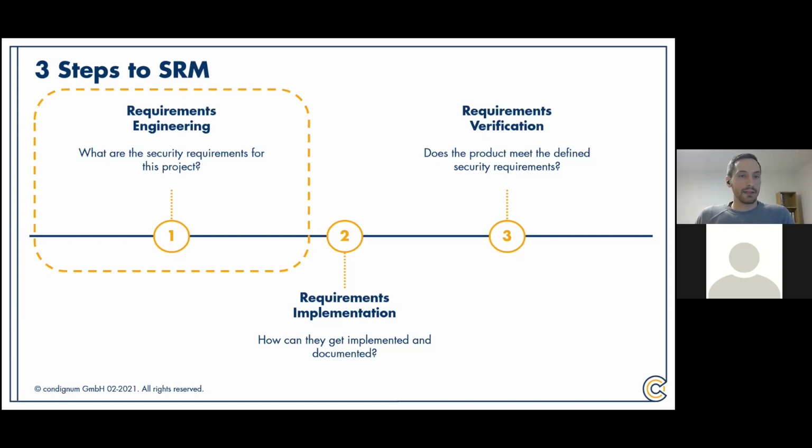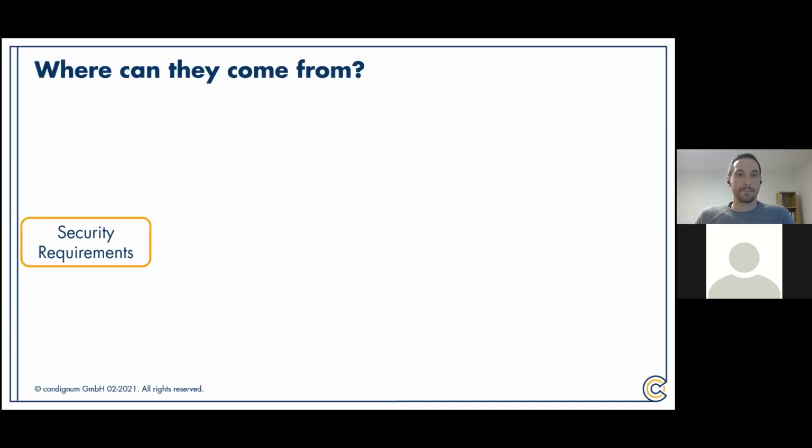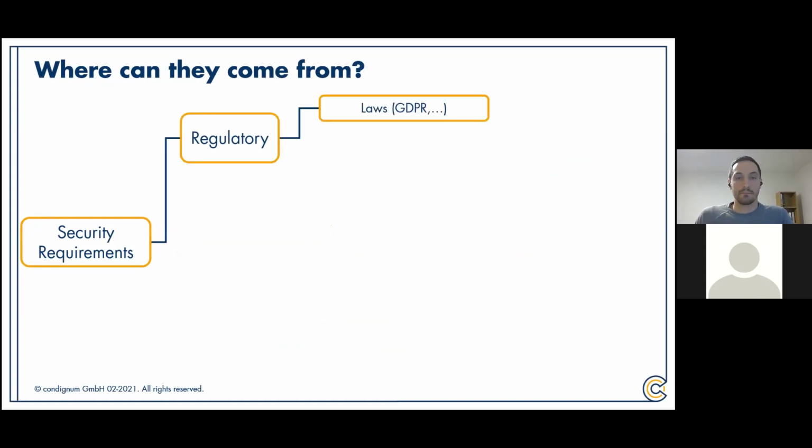So let's have a look at the engineering part. When we want to define our security requirements, there are actually a few different sources where they can come from. On the very top, there are regulatory obligations. For example, laws like the GDPR or industry regulations like PCI DSS or similar things like that.